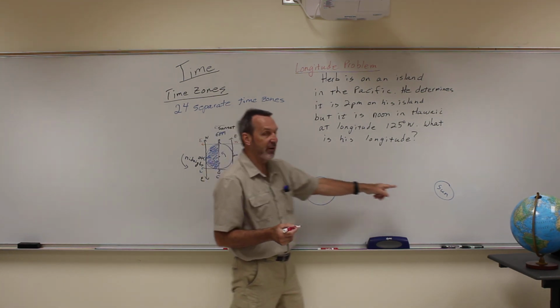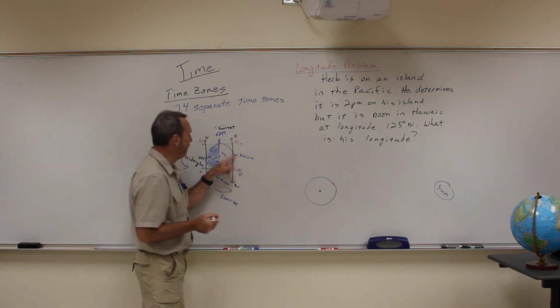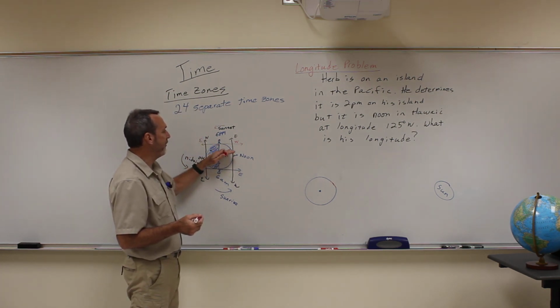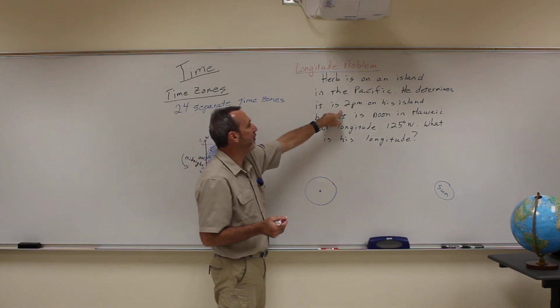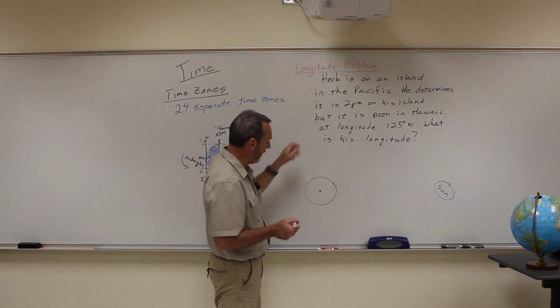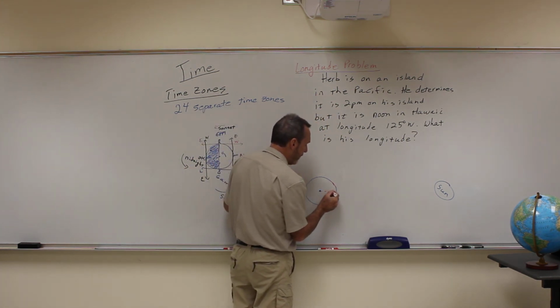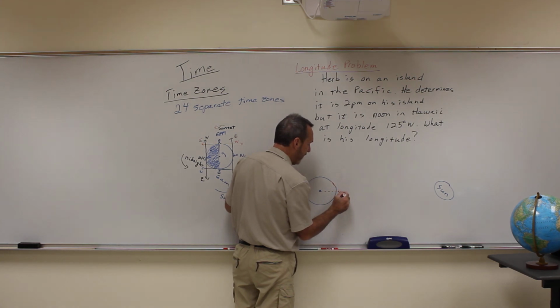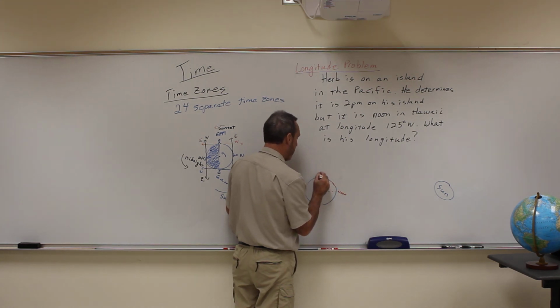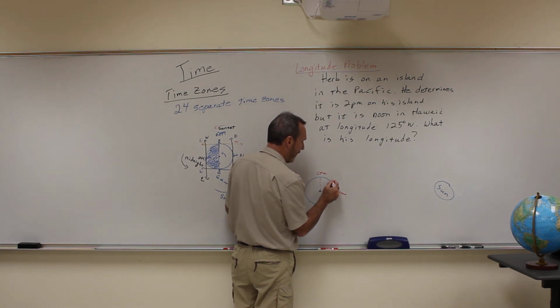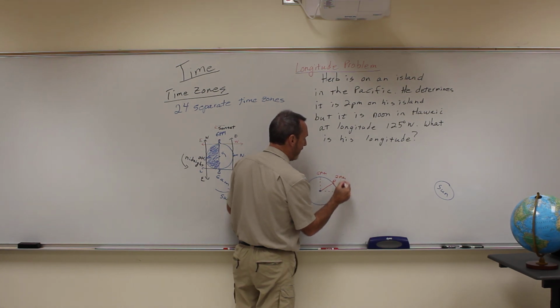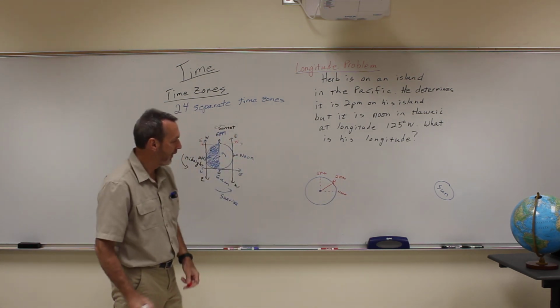Remember, here, this is noon, this is 6, and so every 15 degrees is another hour. So if I go here, it is 2 p.m., so Herb is at 2 p.m. Remember, this is noon right here, 6 p.m. up here, so 2 p.m. is going to be about right here. So this is 2 p.m., that's where Herb is. Okay?